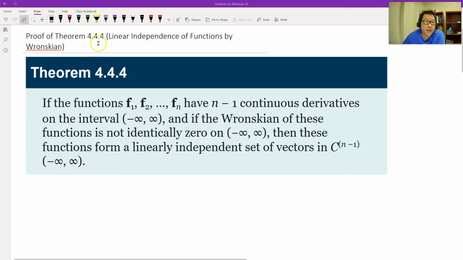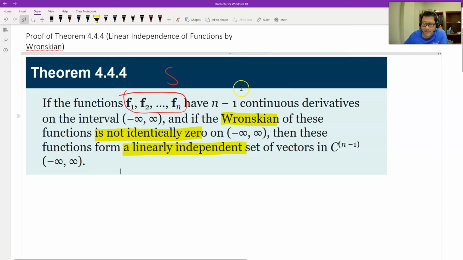In this video, let's prove Theorem 4.4.4. This theorem tells us how to determine the linear independence of a set of functions by using the Wronskian. Suppose the set of functions is S, and we only need to calculate the Wronskian, which is a kind of determinant of a matrix. If the Wronskian is not identically zero, then we have a result: the set S is linearly independent.